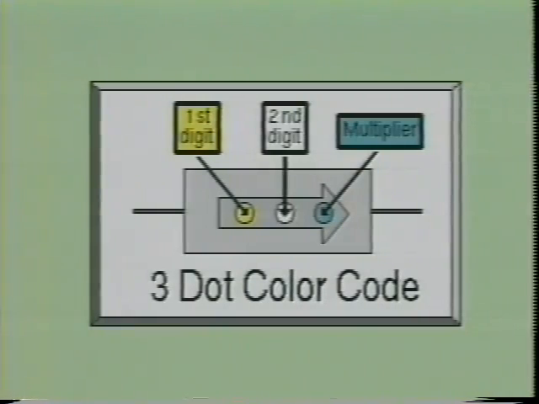The first dot represents the first digit, the second dot represents the second digit of the value, and the third dot indicates the multiplier.